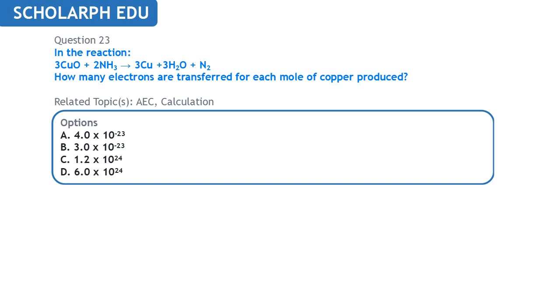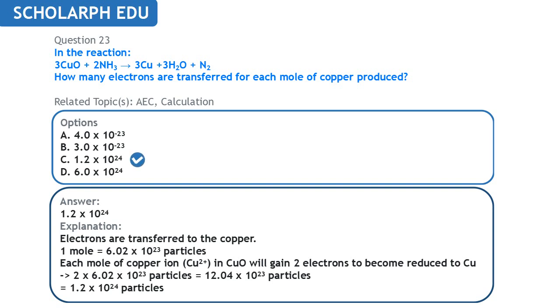Next, in this reaction here, how many electrons are transferred for each mole of copper produced? Alright, electrons are transferred to the copper in this reaction here. Okay, 1 mole of copper contains 6.02 times 10 raised to the power 23 particles. Each mole of the copper ion in this copper oxide is going to gain 2 electrons to become reduced to copper. So 2 times what you have in 1 mole is going to be equal to 12.04 times 10 raised to the power 23.